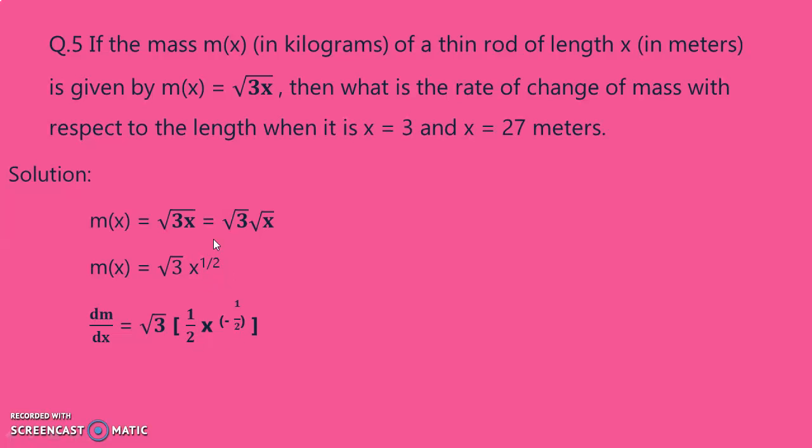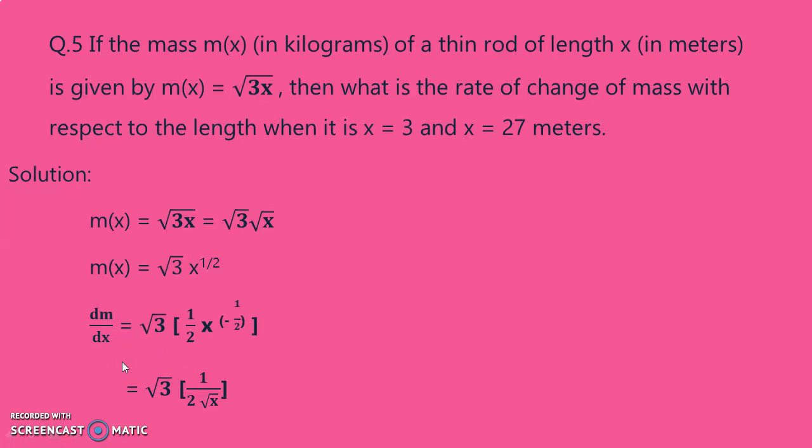Therefore, here your n value is 1 by 2. Therefore, 1 by 2 into x power 1 by 2 minus 1 will be minus 1 by 2. Then this is x power minus 1 by 2. X power 1 by 2 will be your square root of x, and there is a minus sign here. Therefore, the square root of x will be in the denominator. Therefore, we can write this 1 by 2 x power minus 1 by 2 as square root of 3 into 1 divided by 2 into square root of x. The square root of x will be in the denominator because of the negative sign. Can you understand?